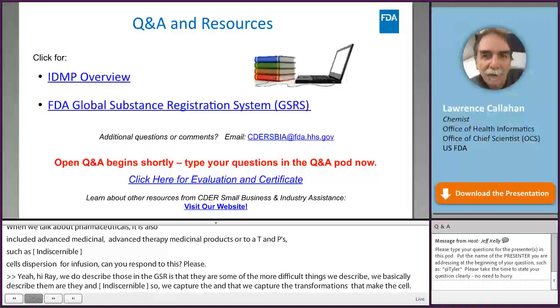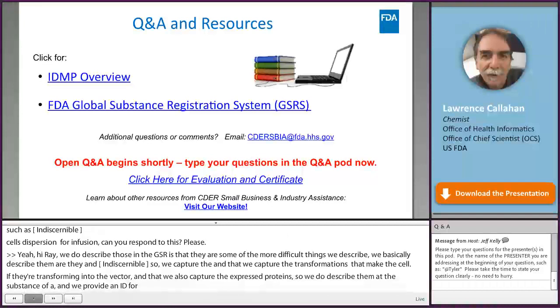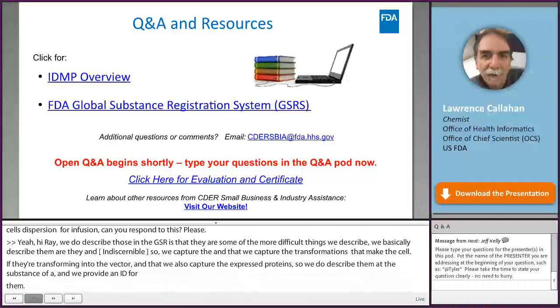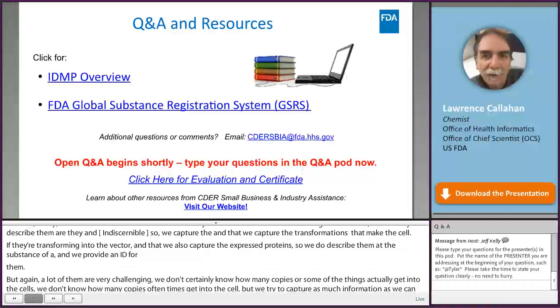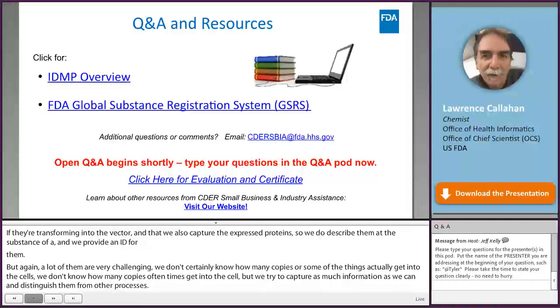We don't certainly know how many copies for some of the things actually get into the cell. We don't know how many copies oftentimes get into the cell, but we try to capture as much information as we can and to distinguish them from other processes. Again, what we're trying to do with the Unicode is really distinguish things that we think are the same and distinguish things that we think are different and assign different Unicodes to them. So even though they're different patients and they're different autologous cells, they would all get the same Unicode. Thanks, Ray.